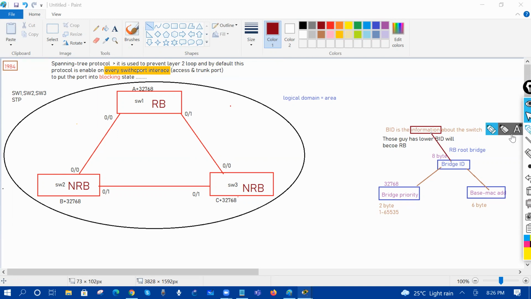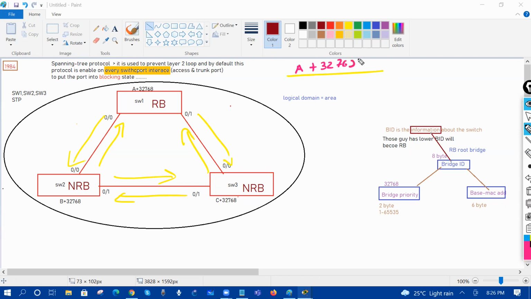But again, the question comes into the picture, right? How will they exchange the bridge ID information? It's not like on an Ethernet cable I'm going to send, hey, listen, this is my MAC address A and this is my priority. I'm going to send it like this, B plus 32768.